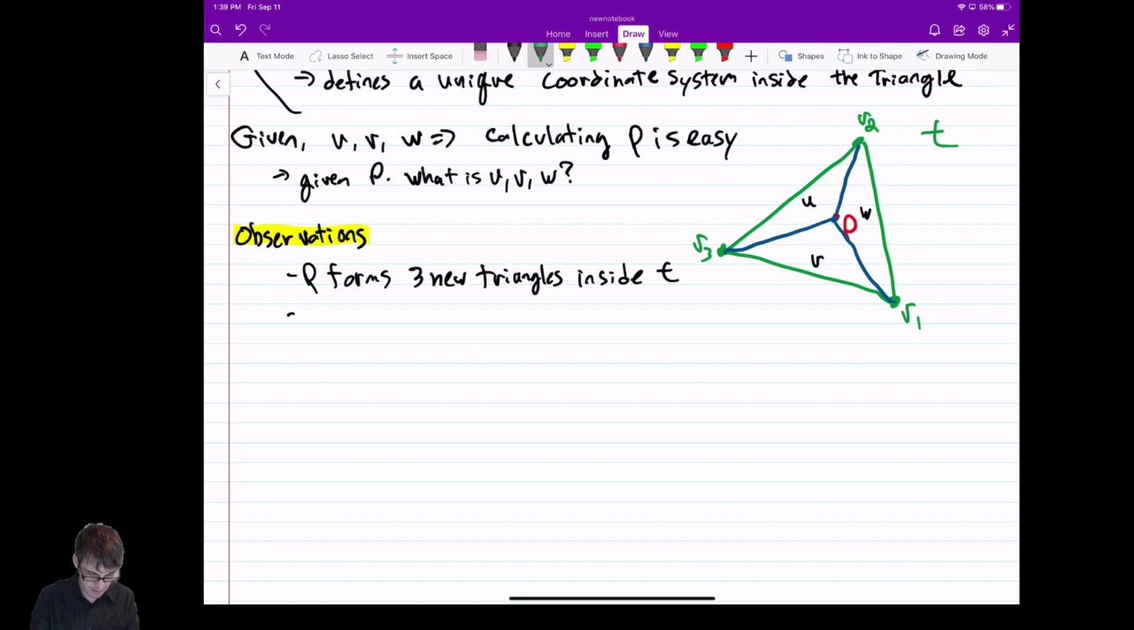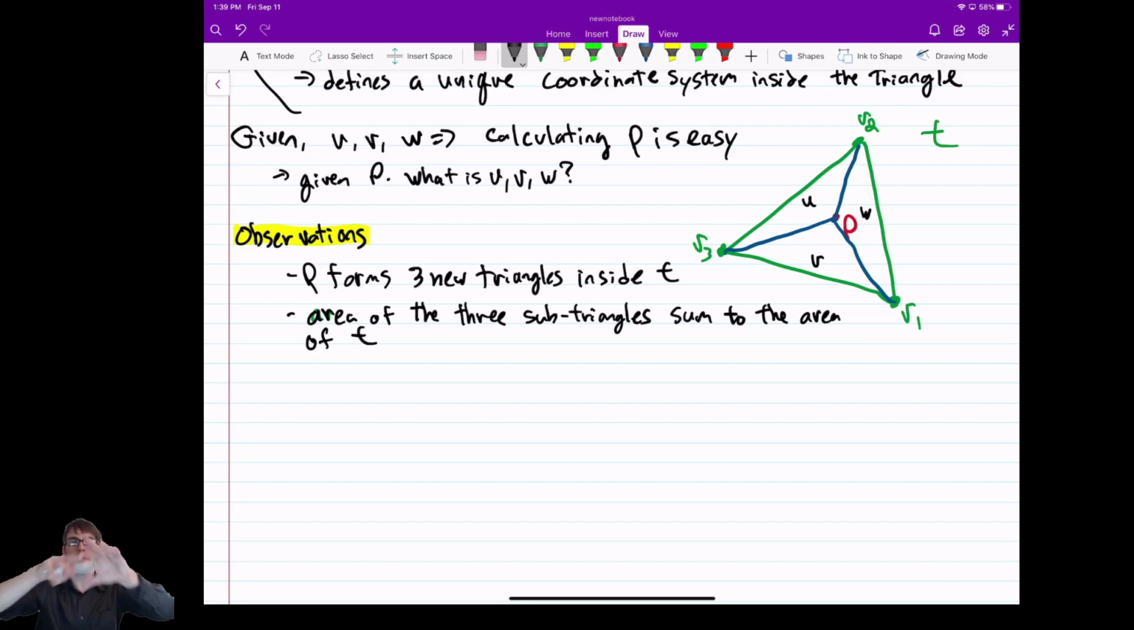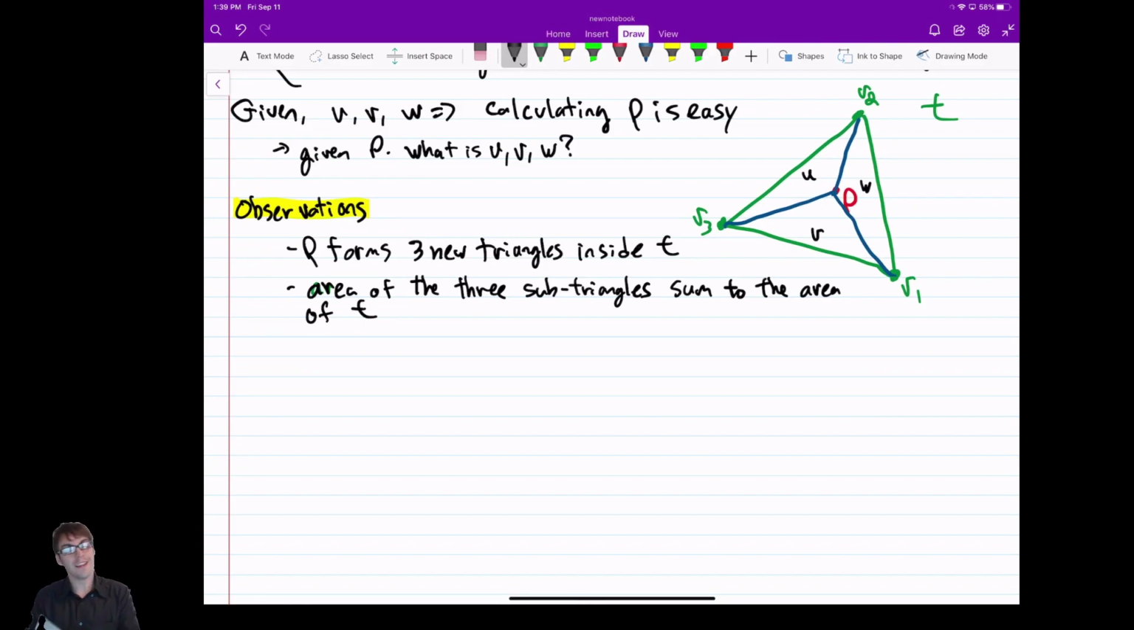And what I want to highlight is that the area of the 3 subtriangles sums to the area of T. Obvious, right? I put a point in, I split it into 3. If I add those areas up, I get the area of the whole triangle. Okay, this is obvious. So why are you telling me? Because the next point isn't so obvious, but it's really cool.